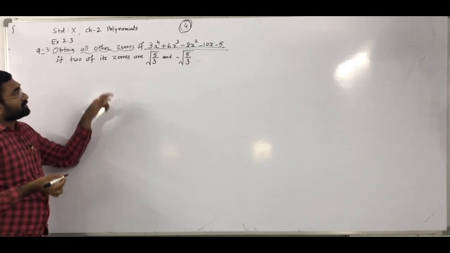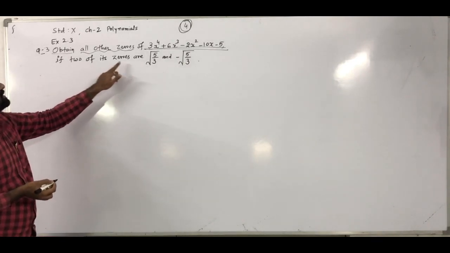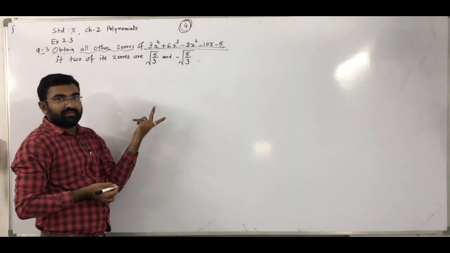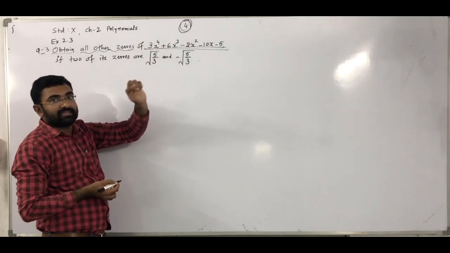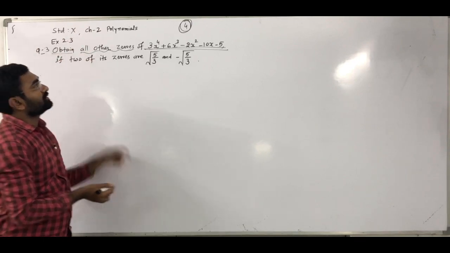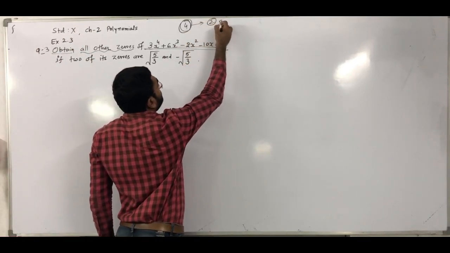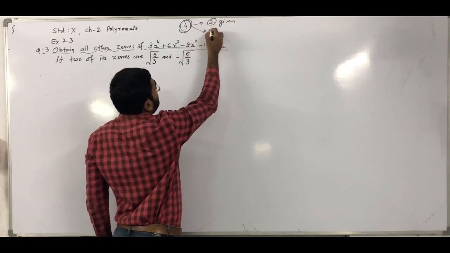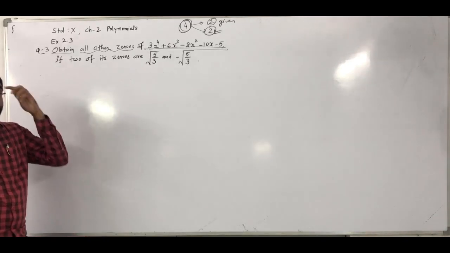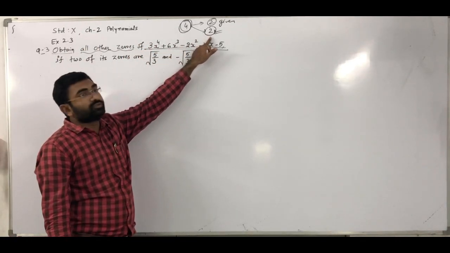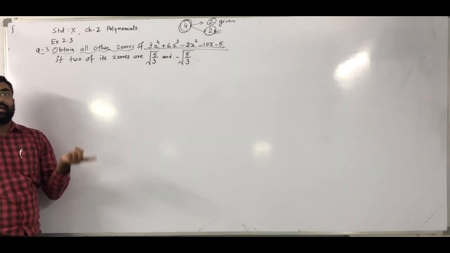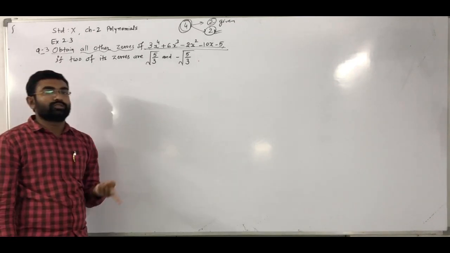4 zeros. In that, 2 of its zeros are given here, root 5 by 3 and minus root 5 by 3. Okay, 2 zeros are already given, right? And from the given polynomial, we can say there are at most 4 zeros. So as per the question, we have to obtain all other zeros. So if 2 zeros are given, how many zeros are remaining? 2 zeros are remaining, which we have to find out. And for finding the remaining 2 zeros, we require a quadratic polynomial, because a quadratic polynomial's degree is 2 and it has at most 2 zeros.